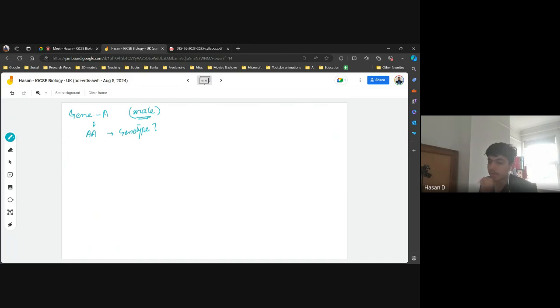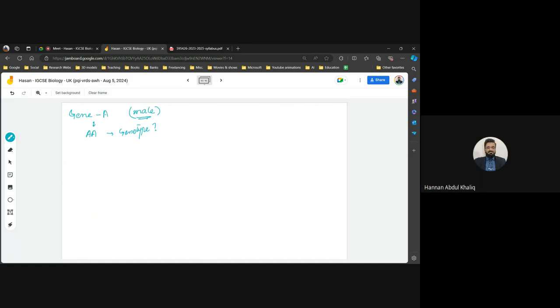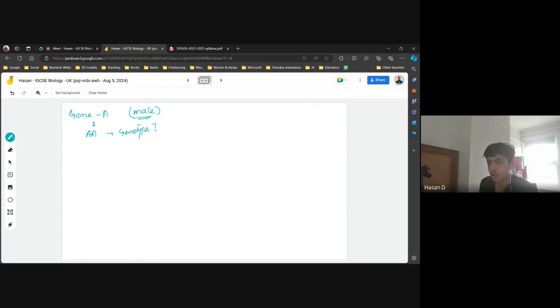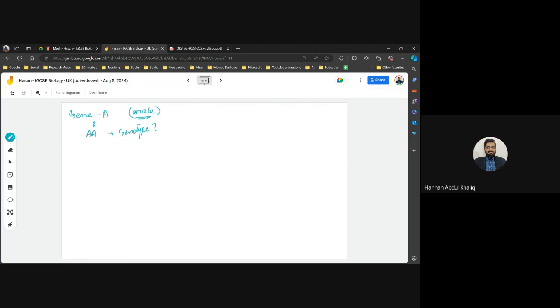Like of the capital A, what is the name of the genotype? Yes, they both are capital. So how would you name the genotype? They're both dominant. So how would you name them? Homozygous dominant. Well done. So this male has homozygous dominant.